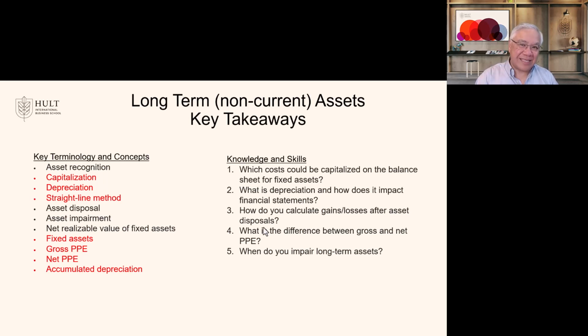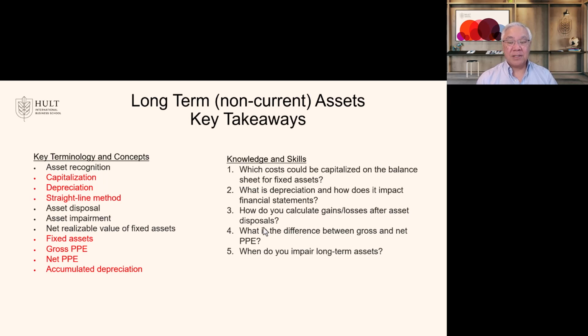Again, just think about these as I read them and tick, tick, tick. I hope you got them all. If not, you know that you should go back and learn it and lay that foundation before you move forward. So let's get through it. Asset recognition, capitalization, depreciation, straight line method, asset disposal, asset impairment, net realizable value of fixed assets, gross PP&E, net PP&E, and accumulated depreciation. I hope all that made sense. We're going to actually touch on the things in red.